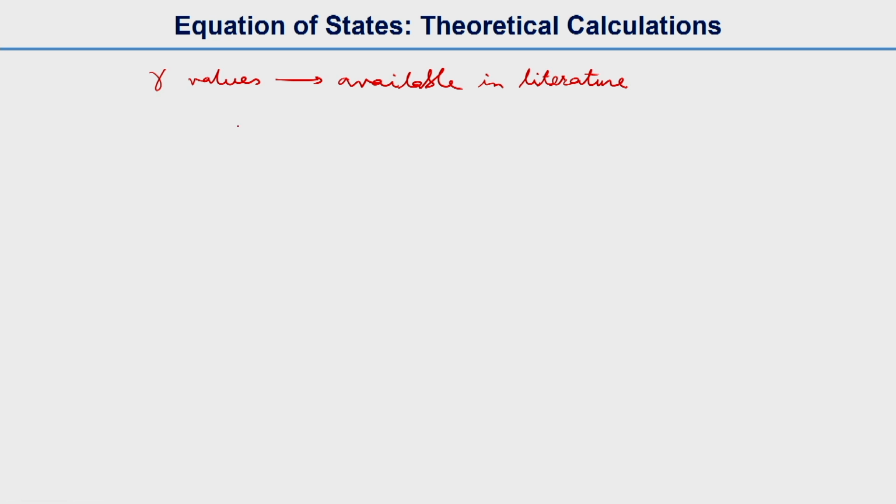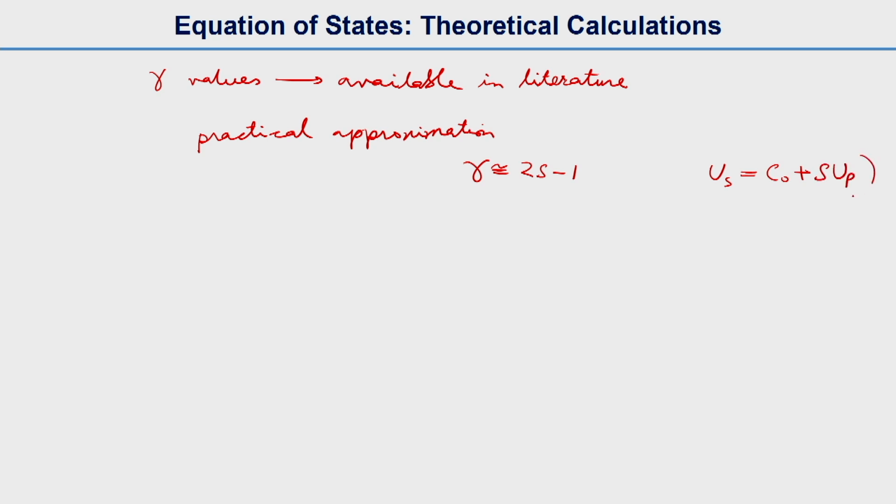And if you want to approximate, a practical approximation is gamma equal to twice S minus 1. You can write this as an approximation. So twice S, you know what S is. This comes from the linear equation of state, C naught plus S Up. So that S we are using here, this is twice S minus 1. That's an approximation you can assume.